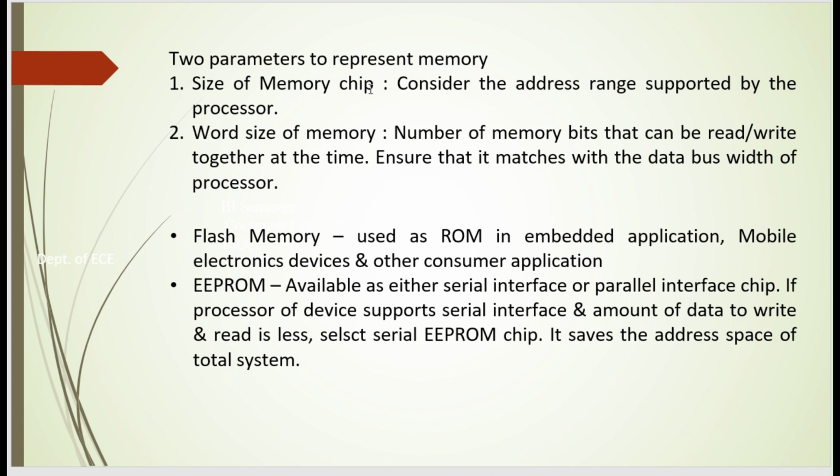Flash memory. Flash memory is used as a ROM in embedded applications, mobile electronic devices and other consumer applications, whereas EEPROM is used in a processor or device to support serial interface, and the amount of data to write and read is very less. It saves address space of the whole system.